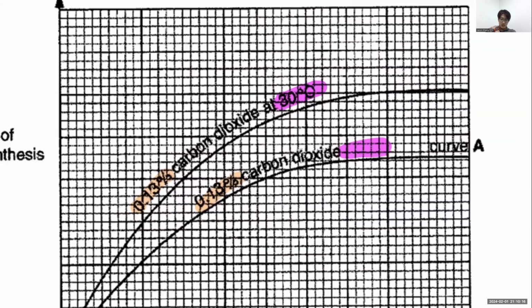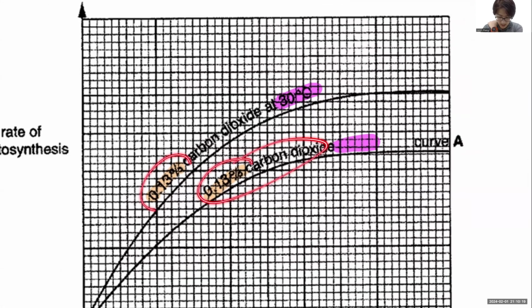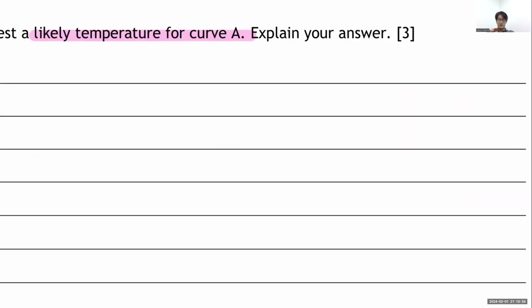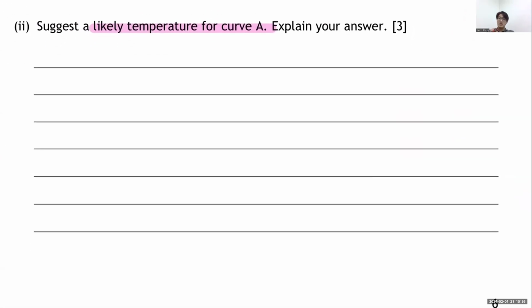So the difference: same CO2, right? But curve A ends up here. The second curve is so much higher. So what? The second curve is 30 degrees Celsius. Curve A is higher or lower? Lower.